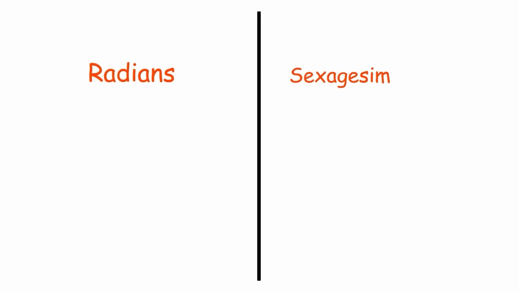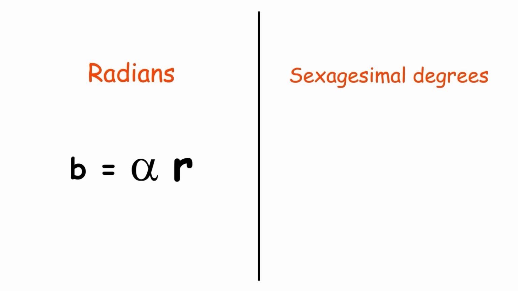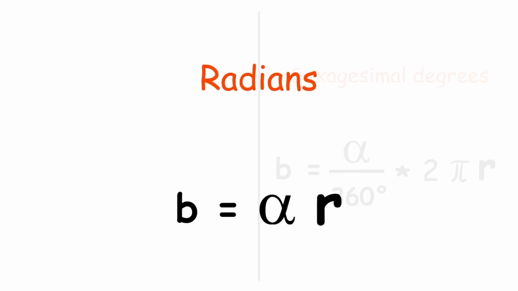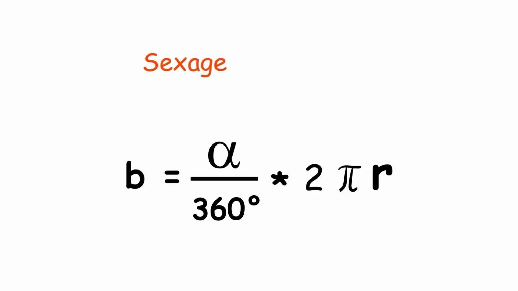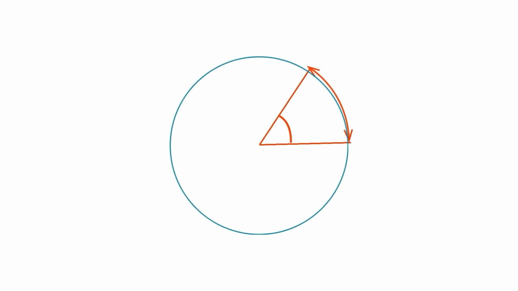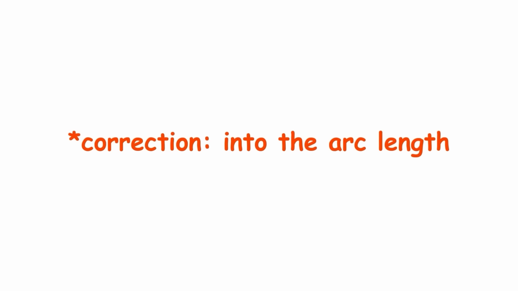For example, if you have the arc length in two different systems, radians, b equals alpha r, sexagesimal degrees, b equals alpha over 360 degrees times 2 pi r. As we can see, it is easier to work with radians, but this is a different case for degrees, where it can also be done, but it is important to recognize that as far as arc length is concerned, radians indicate how many times the length of the radius is inscribed in the perimeter of the circumference.